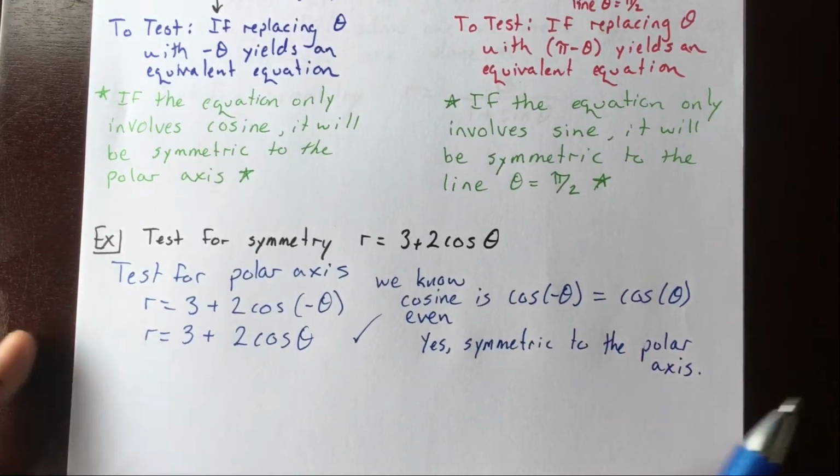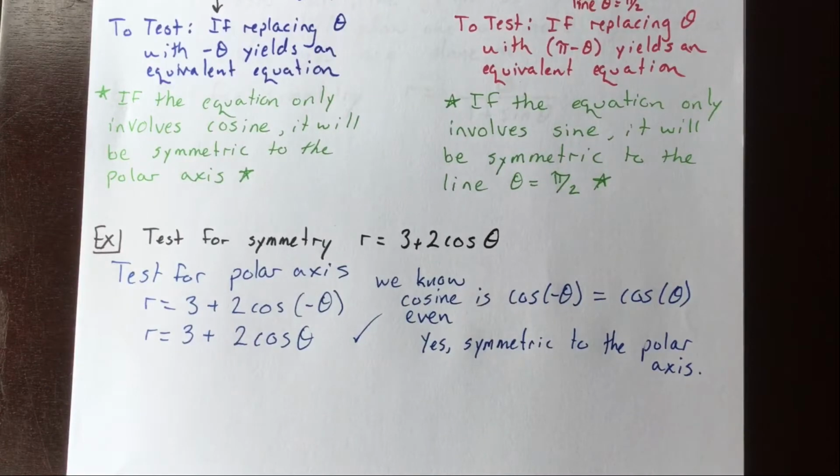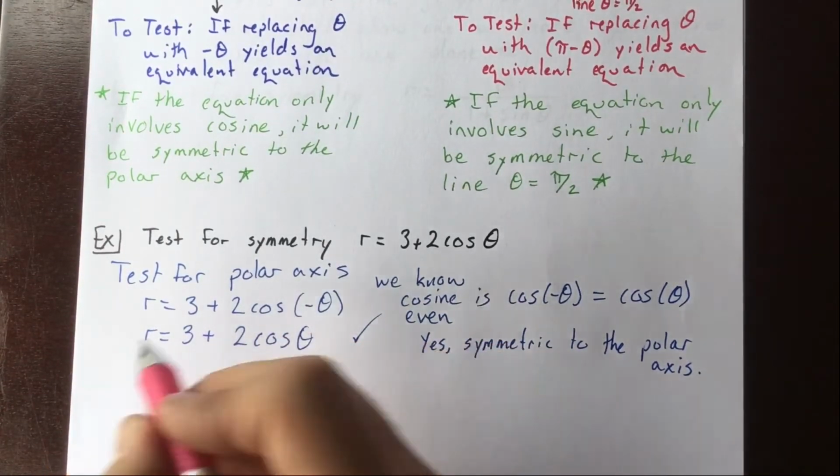Okay, so let's test the next one. So imagine we want to test it to the line theta equals pi over 2.